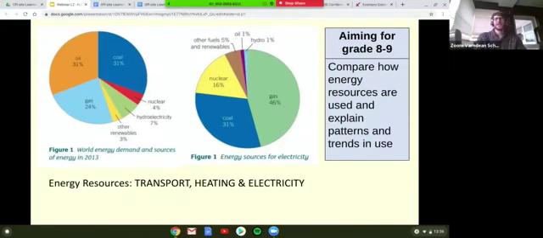What I mean by that is, out of the different energy resources that we can see listed here, these are some of the main ones which you've just spoken about, how has their use changed over time? The next graph is better for that aspect. On the bottom it says world energy demand and sources of energy in 2013. So this is about 7 years old now in terms of the sources of our different types of energy. In the second graph, it says energy sources for electricity.